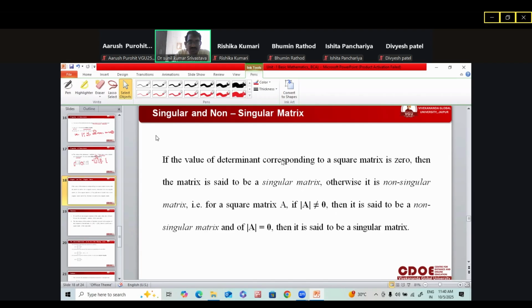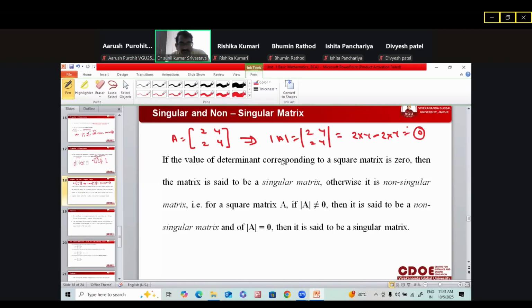Now, singular and non-singular matrices. That is the most important part. Suppose we have a matrix A with rows 2, 4 and 2, 4. Finding its determinant, the determinant of A is 2 into 4 minus 2 into 4, which is equal to 0. If a matrix has a determinant value equal to 0, it is said to be a singular matrix.